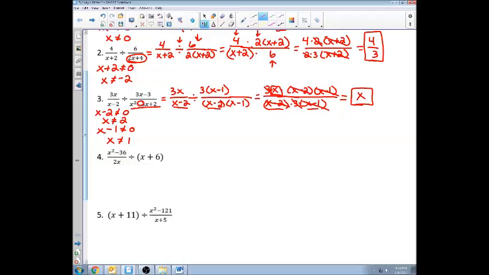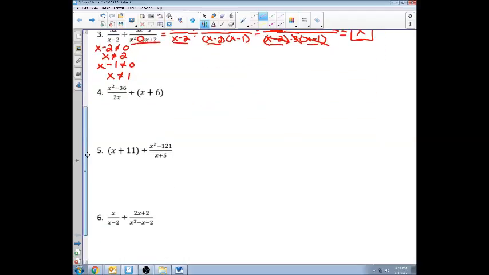All right. On to number 4. Just like before, if I have a binomial that's sitting by itself, I want to go ahead and put it over 1. I'm going to check each piece by itself. I have x squared minus 36. Well, x squared minus 36 is the difference of 2 squares. So I'm going to set up 2 sets of parentheses.